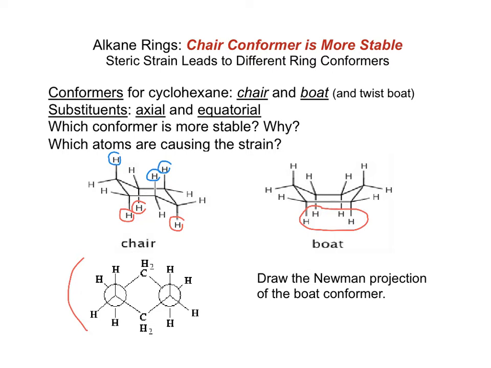Now stop the video and draw the Newman projection of the boat conformer. And the answer is, note that the carbons are in the eclipsed position for that boat conformer.